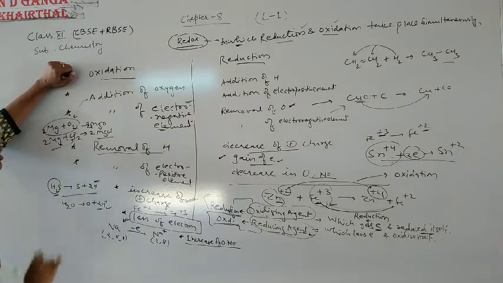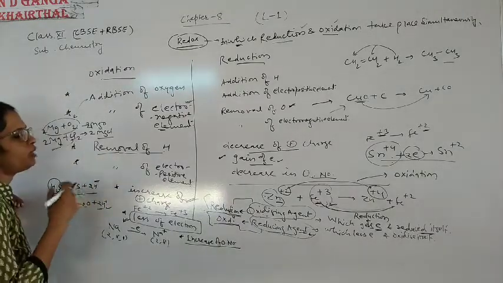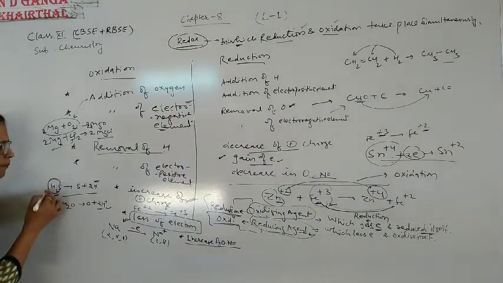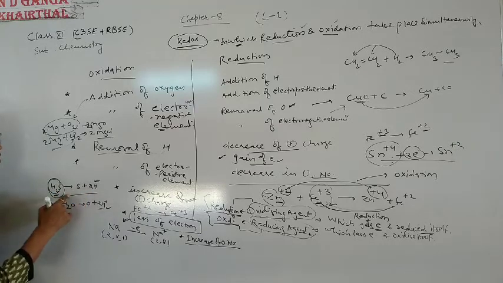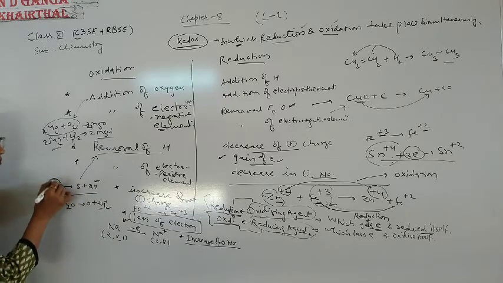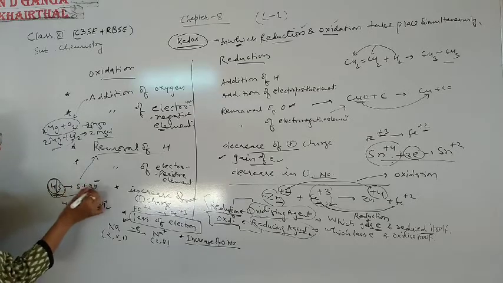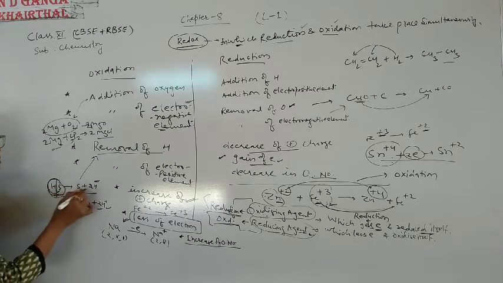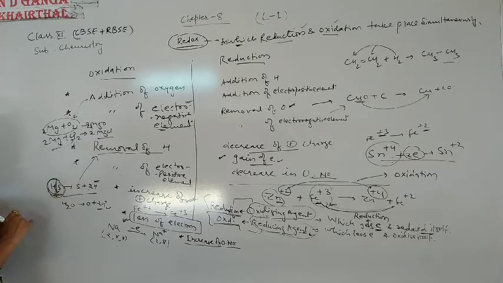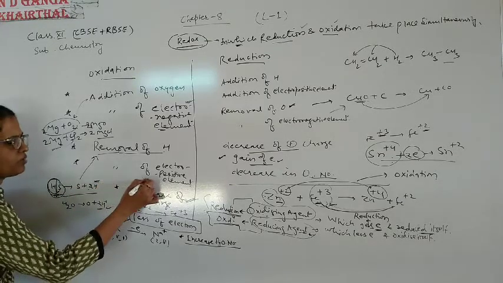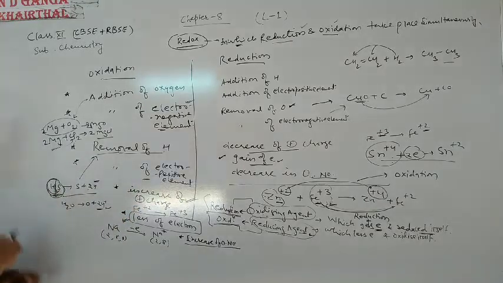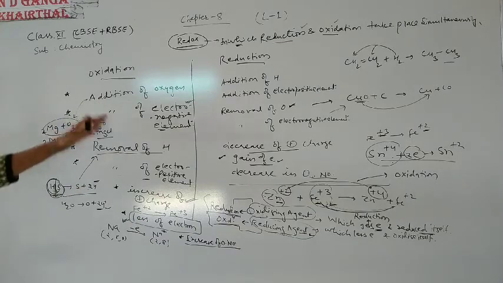Third definition is removal of hydrogen. For example, we have a compound H2S, and if H is removed from this compound, it is broken down into sulfur and hydrogen. So hydrogen is removed from this compound. Or we can say removal of an electropositive element. Clear? So these four types of definitions we know very well.